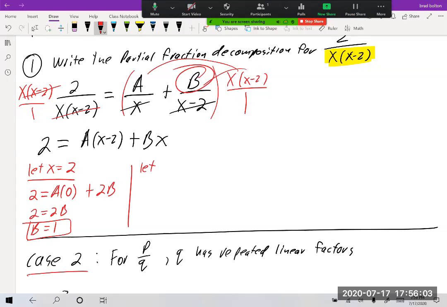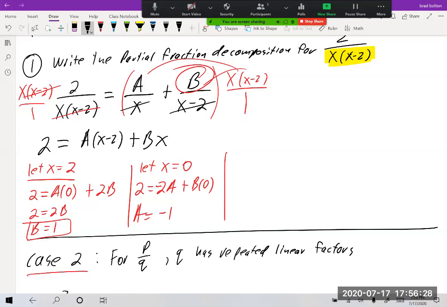I'm going to say, what's another good choice for x? Use a smart choice for x. Remember, x could be anything, but there are particular values that will be very helpful. If we let x be 0, then we're going to have 2 equals -2a, because 0 minus 2 is -2. And then this would be plus b times 0. So then we're going to get a is equal to -1.